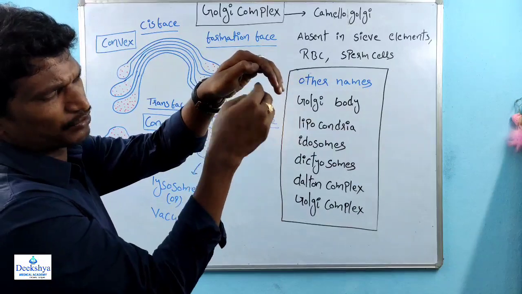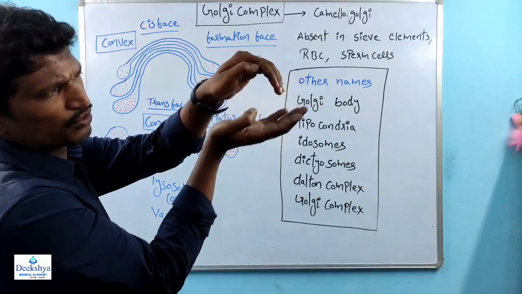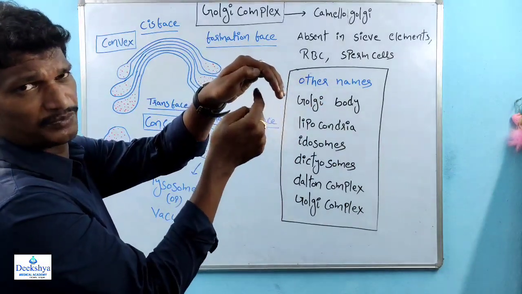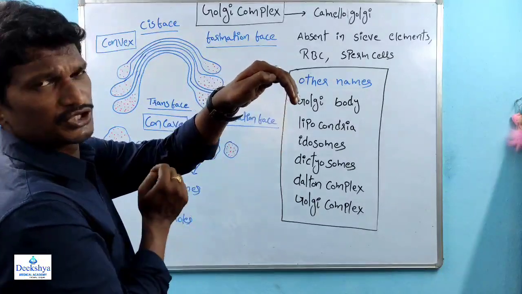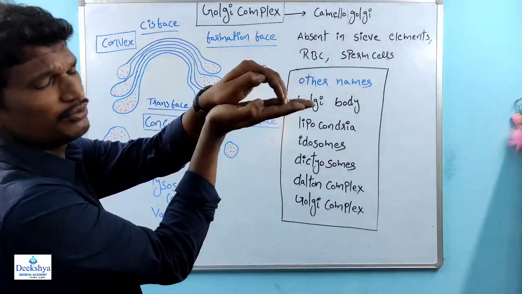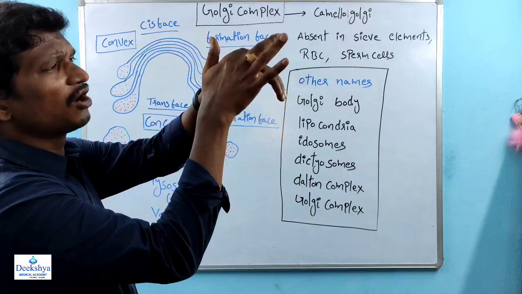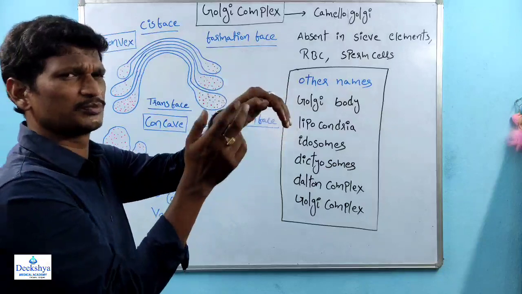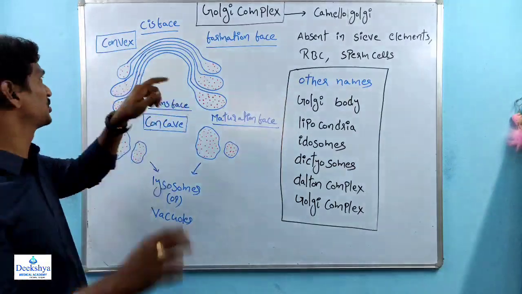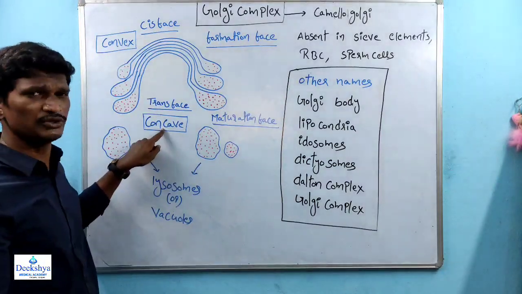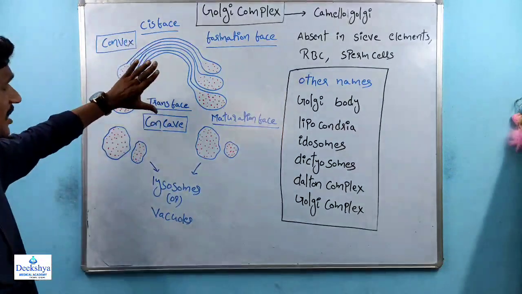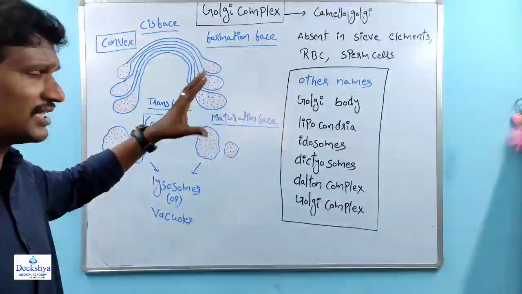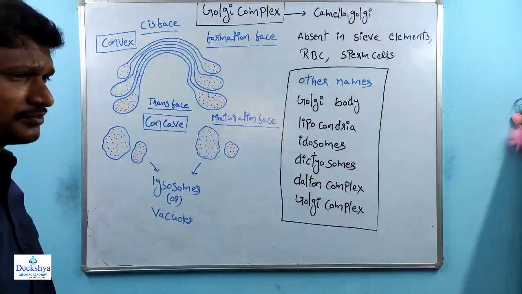This looks like a cave, so this position is called the concave shape. One is the convex shape and the other is the concave shape. That is the difference between the cis and trans faces.